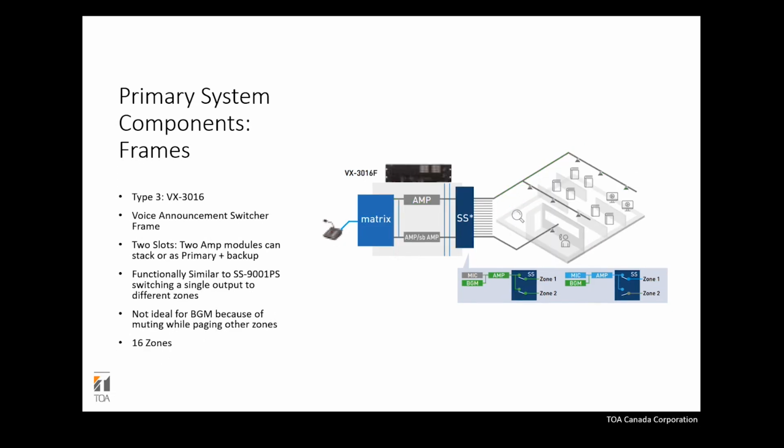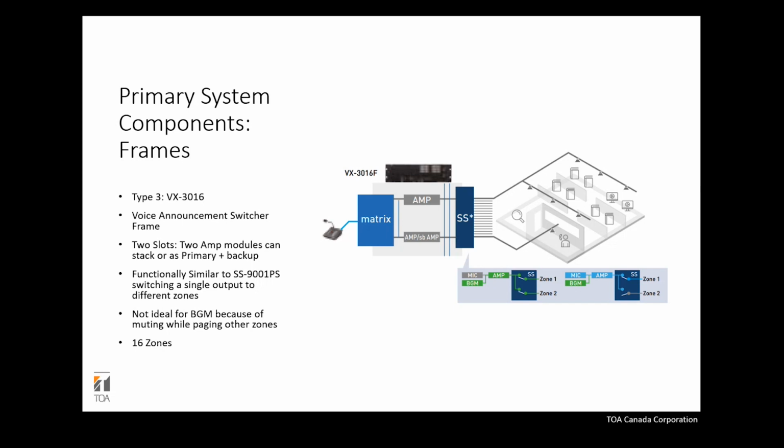The third type of frame is the 16-channel frame. It follows a slightly similar structure as the 8-channel frame, but now this is devoted mostly to PA applications. Background music is omitted in this one. The beauty of this is that you're now able to service up to 16 zones, as long as the amplifier module that is selected is spec'd to the overall wattage requirement, the power requirement of the respective zones.